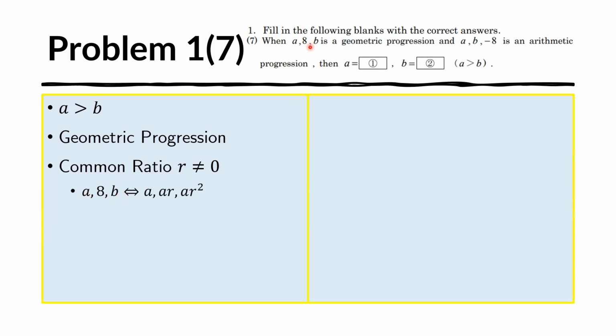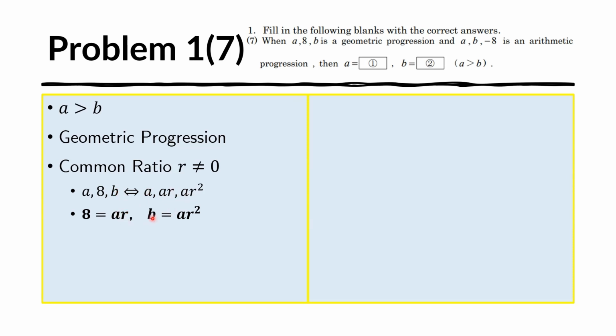The geometric progression that is given, a, 8, b, is the same as a and the second term a times r. So 8 must be a times r, and the third, we just multiply it again with r, so a times r is ar squared, and therefore b is equal to ar squared. And we just write that down again: 8 equals ar, b equals ar squared.